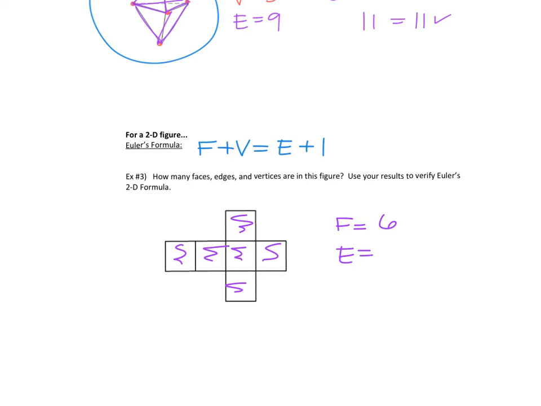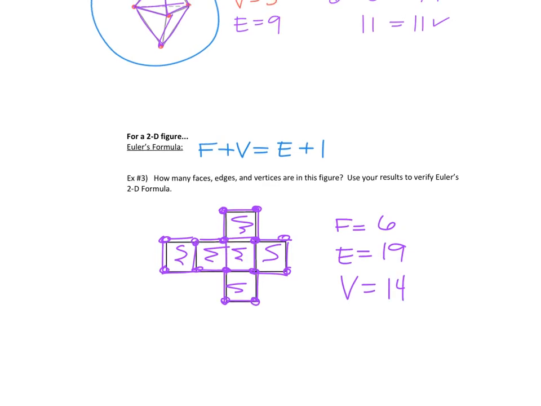19. Let's count. 1, 2, 3, 4, 5, 6, 7, 8, 9, 10, 11, 12, 13, 14, 15, 16, 17, 18, 19. Right? So there's 19 edges. How many vertices are there? A lot. 1, 2, 3, 4, 5, 6, 7, 8, 9, 10, 11, 12, 13, 14.